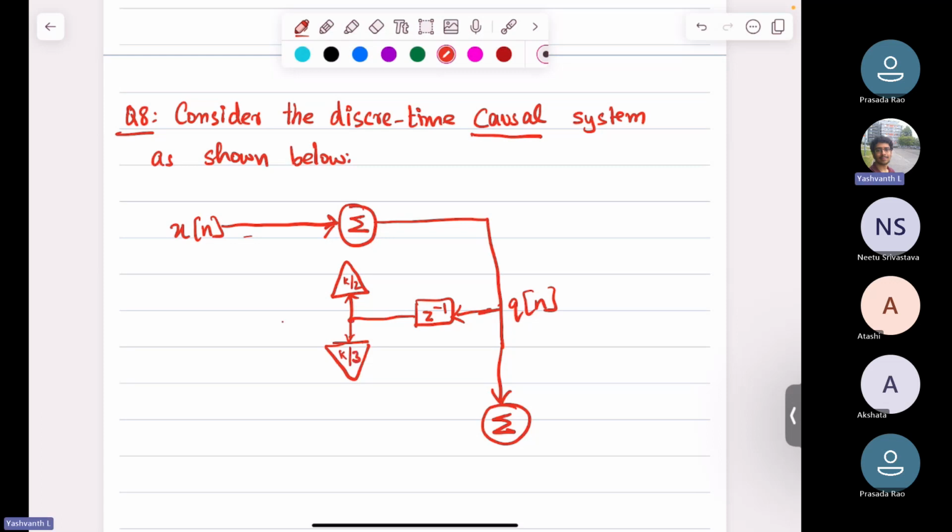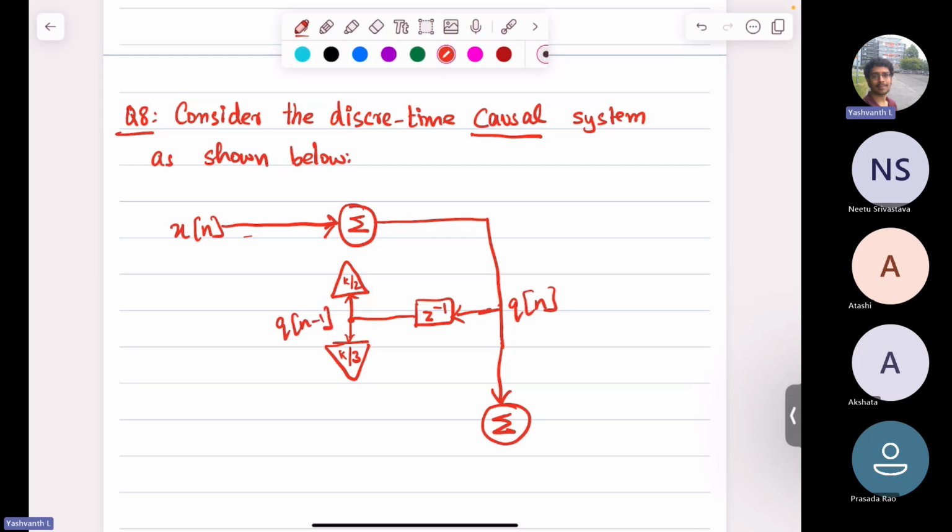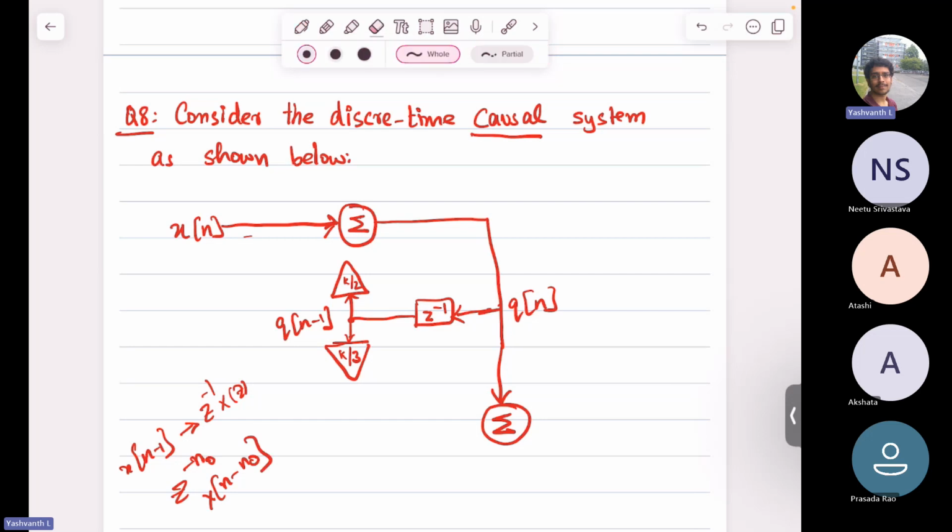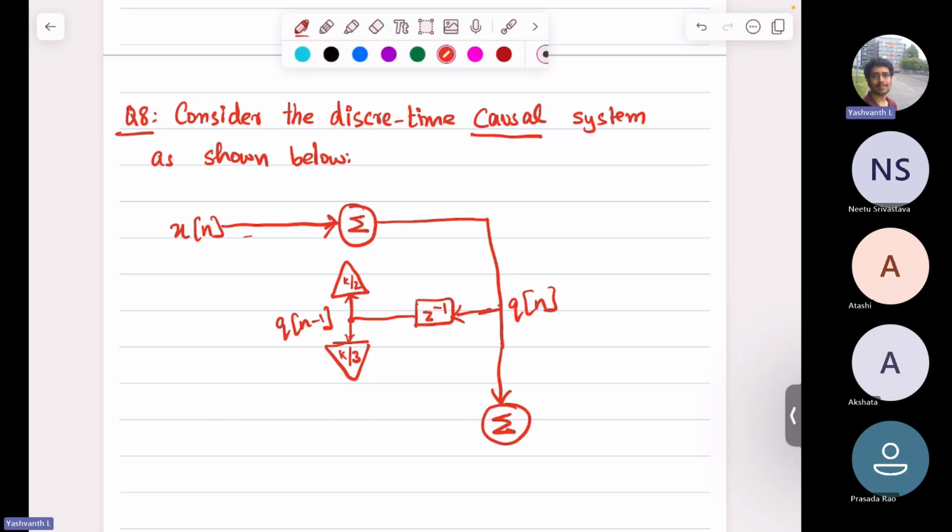So what is the output here? It's q of n minus 1. Whenever I do z power minus 1, that means I get q of n minus 1 as the output, because I'm delaying. If you recall, x of n minus 1 is the same as z inverse into X of z. So z inverse denotes that I am delaying my signal by 1 unit. So z power minus n naught means I'm delaying by n naught units. That is the meaning of that block with z power minus 1. And this goes back to the adder and sums up, plus and plus, and this will again add with this block, plus, plus, and then you get the output.